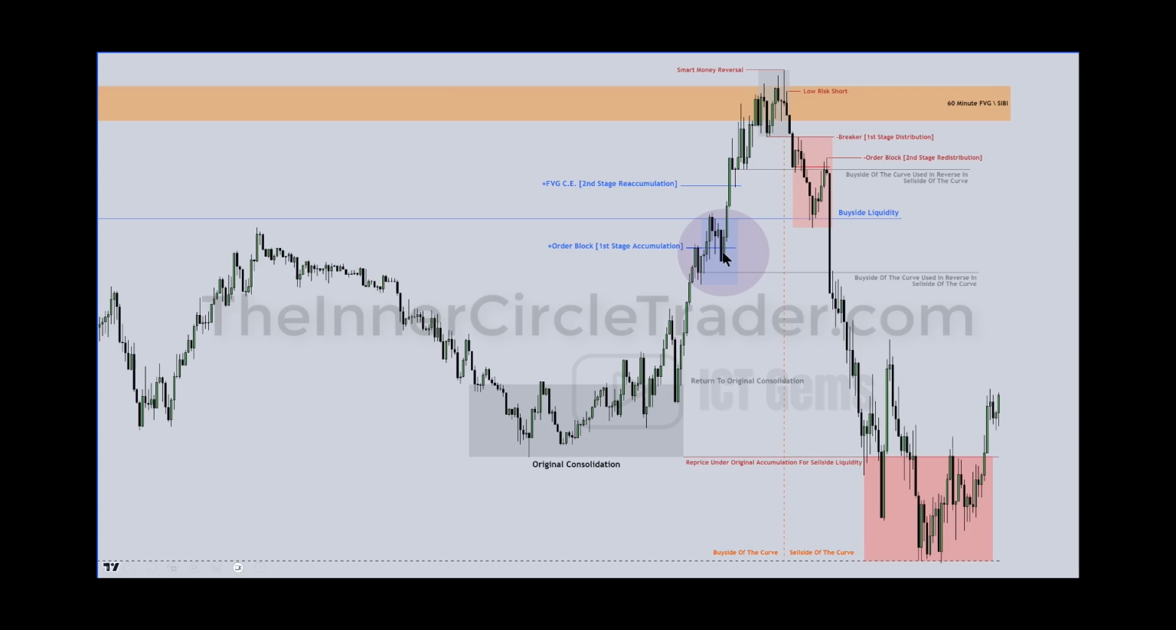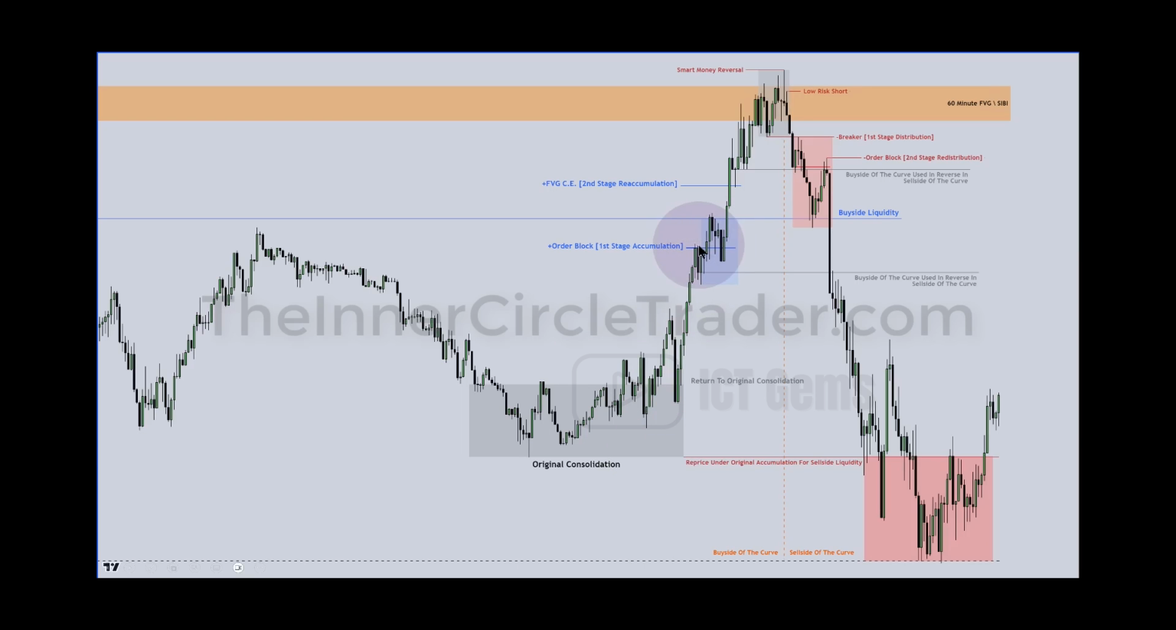Is it wrong to classify it this way? No, it's based on your understanding. They're both correct based on the level of experience and knowing what you're doing. The only distinction is how you may or may not have had the original consolidation mapped out right. So many of you may not have seen this as a return to the original consolidation. You may have seen this as relative equal highs being taken, and now it's going to go lower, not knowing all the other narrative that I've outlined here.